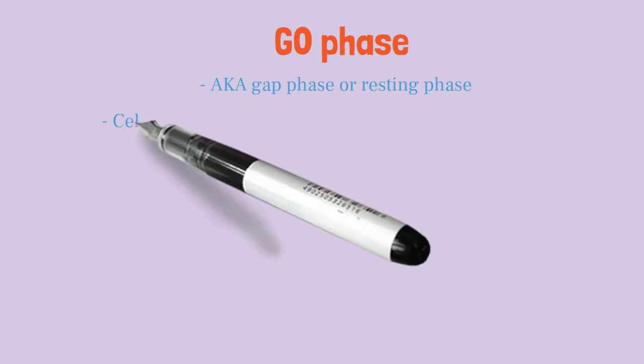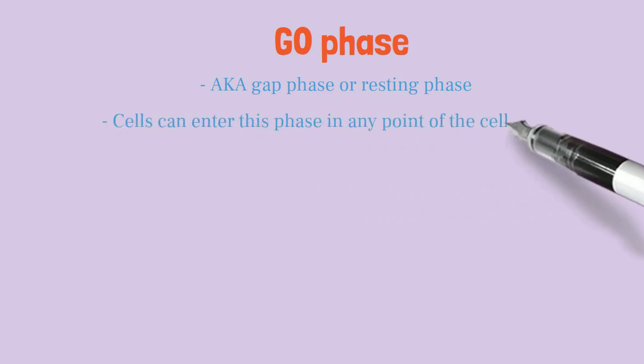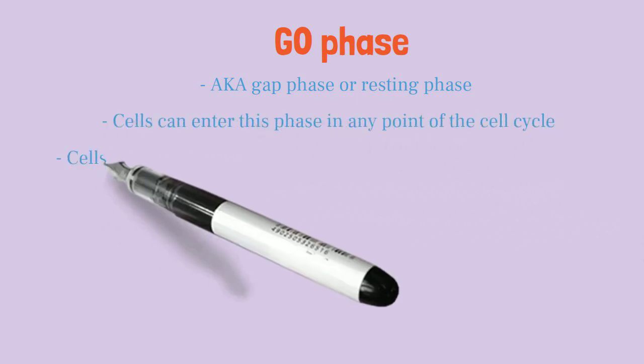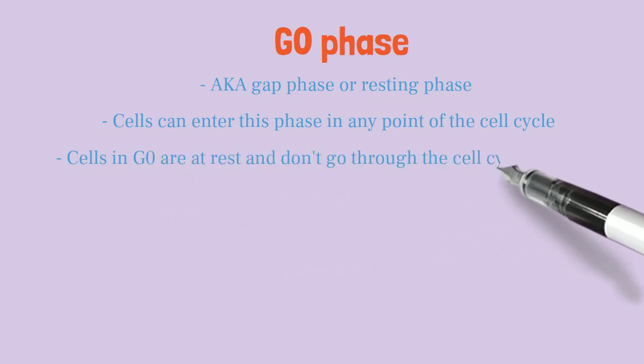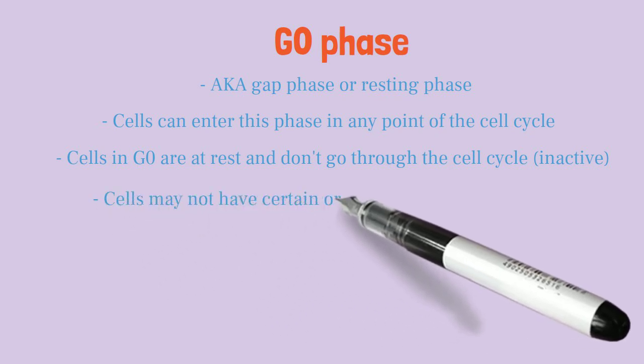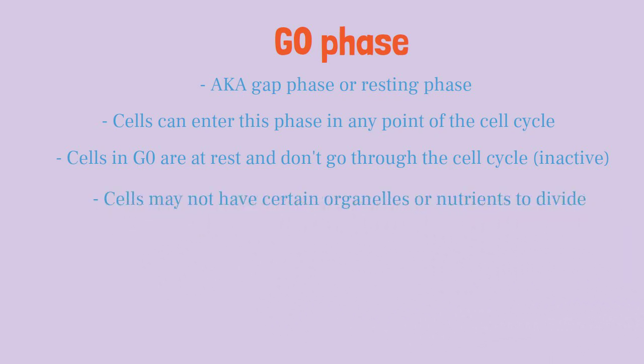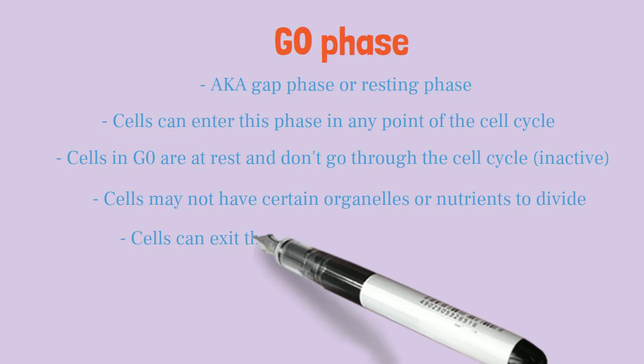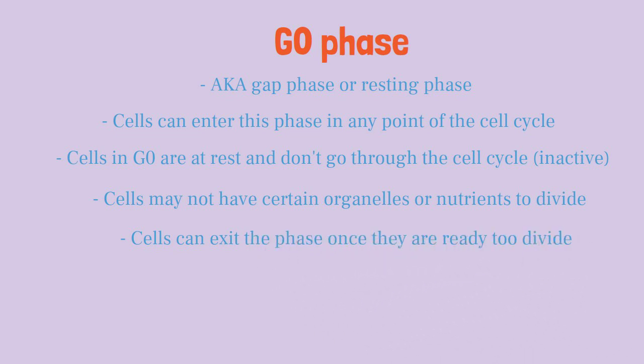Cells can enter this phase at any point of the cell cycle. Cells in the G0 phase are at rest, and they don't go through the cell cycle, which makes them inactive. And there are a couple reasons why a cell may enter G0. One of them being it may not have certain organelles or nutrients to do mitosis or divide. Cells can actually exit the phase once they are ready to divide.